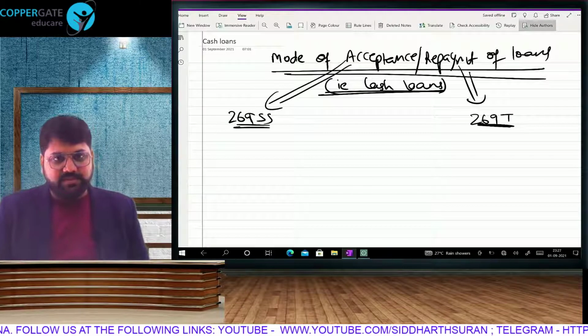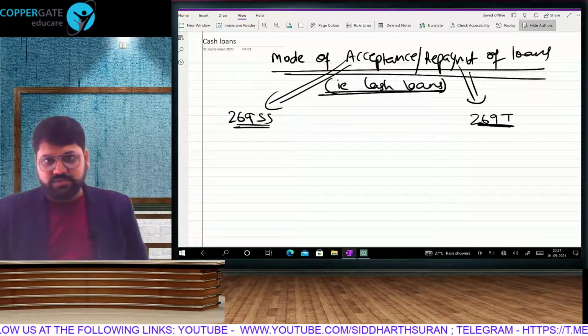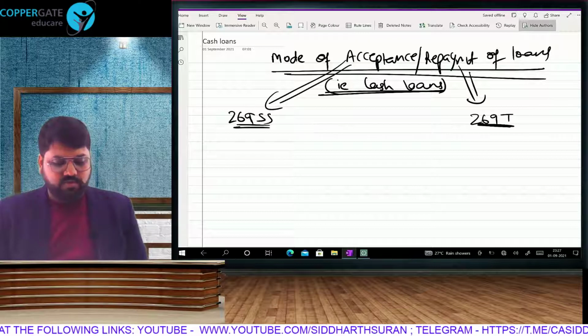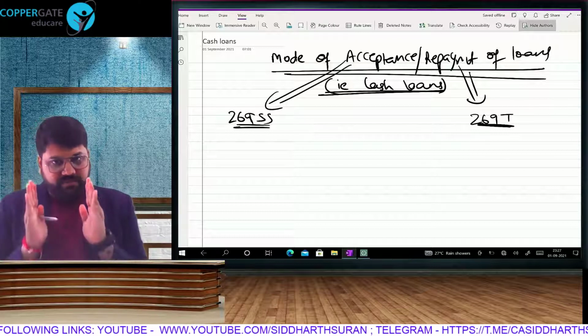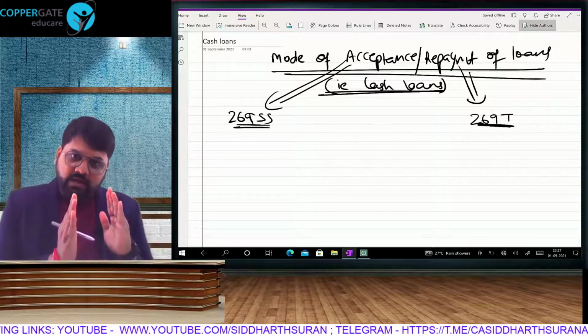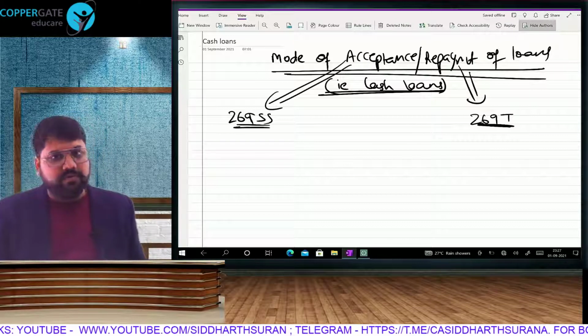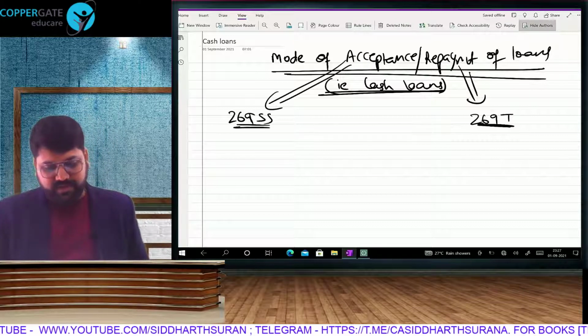When we take loans, the applicable section is 269SS. When we repay, it's 269T. We will learn them one by one. We will learn full 269SS, finish that concept, then only we will go to the repayment part, 269T.